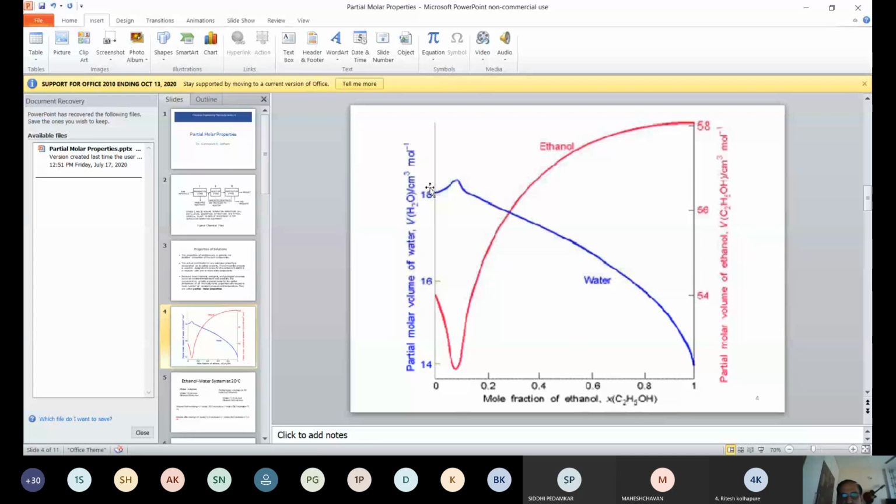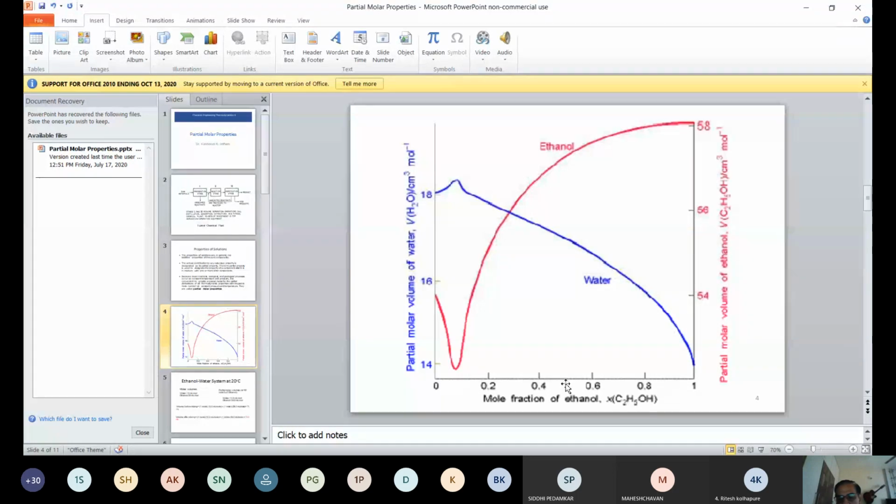Okay, so the molar volume of water is 18, in centimeter cube per mole. So 18 centimeter cube per mole is the molar volume of pure water, and the molar volume of pure ethanol is 58 centimeters cube per mole. But if you take a mixture in between with different compositions of ethanol in water, the partial molar volume is different at each composition. That's what we said yesterday. It depends on the environment in which we are.